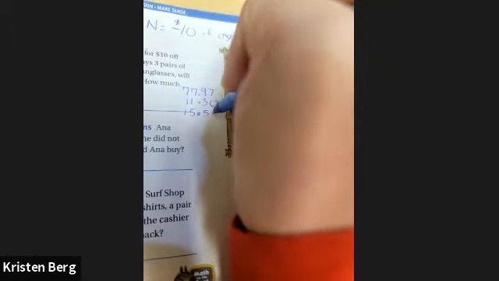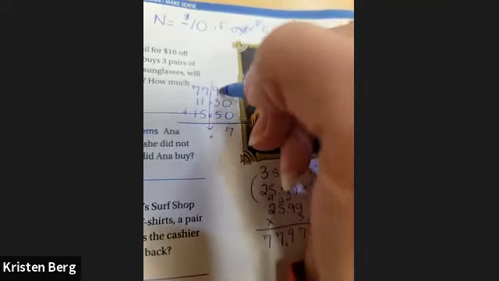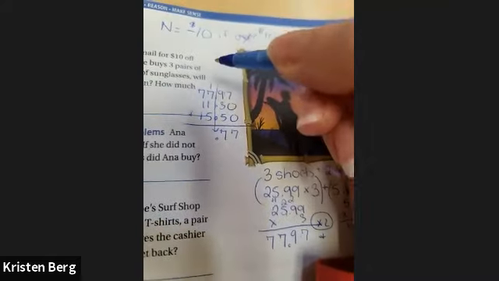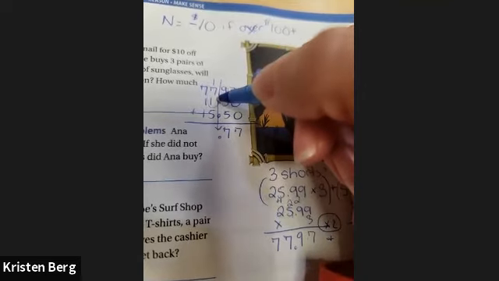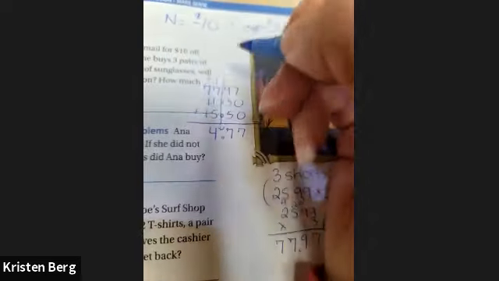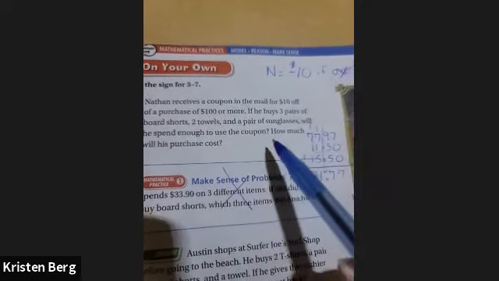$77.97. And then 11.30. And then it would be $15.50. All right, so then 7 plus 0 would be just a 7. This would be 8 plus 9, that is 17, carry your 1. Then this would be 9 plus 5 is 14, carry your 1. And then 7 plus 1 plus 1 plus 1, that would be $104.77. So the question is, will he spend enough to use that coupon?